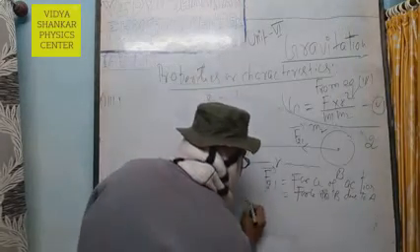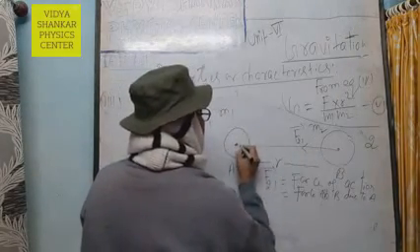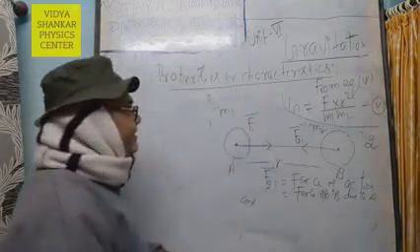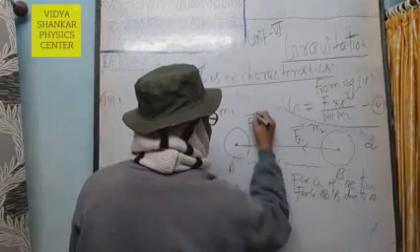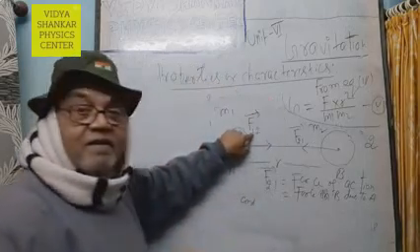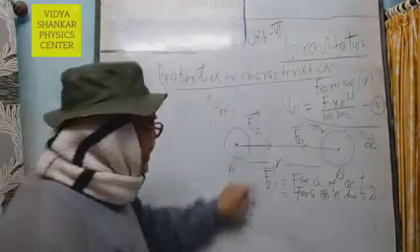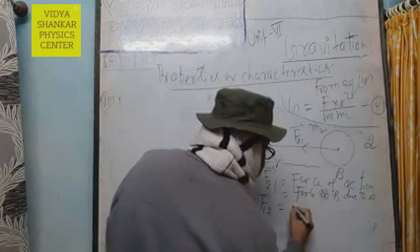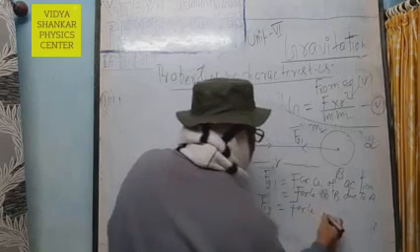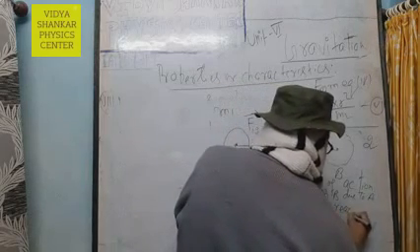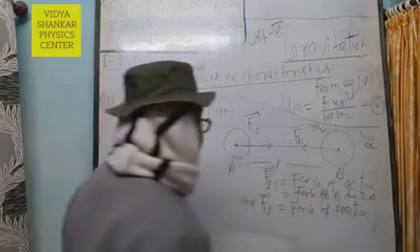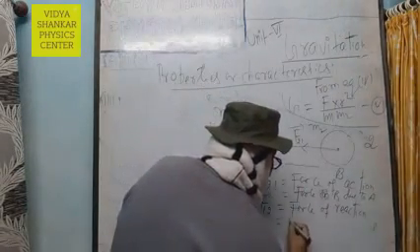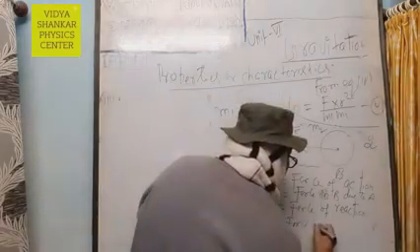And the force on the first body due to the second body is called the F12 vector. That is the force of reaction. F12, force of reaction, means force on A due to B.